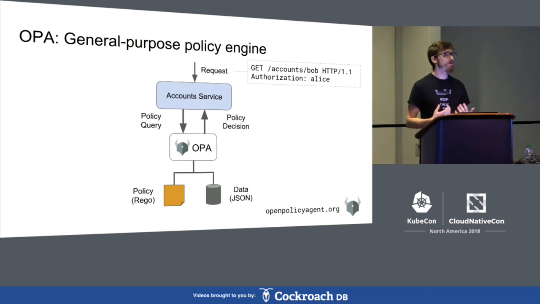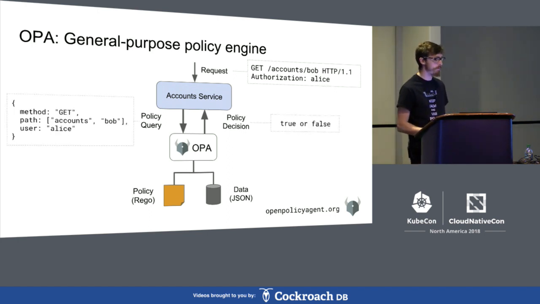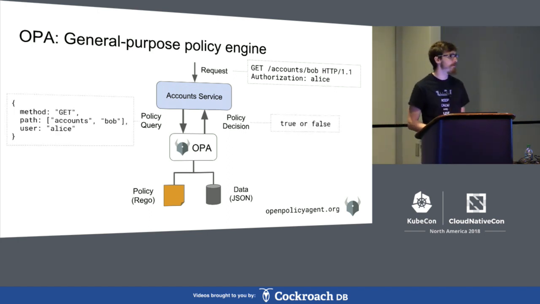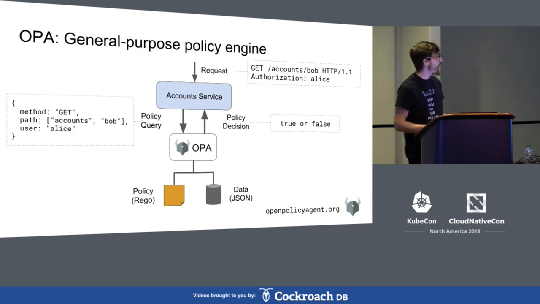And so when you use OPA, what you're doing is you're offloading that decision-making process to OPA, or to a dedicated engine. And so the way this works is that the account service would execute a query, and in that query, it would supply a bunch of attributes. So it's going to supply things like the method and the path and the authenticated user that's making the request.